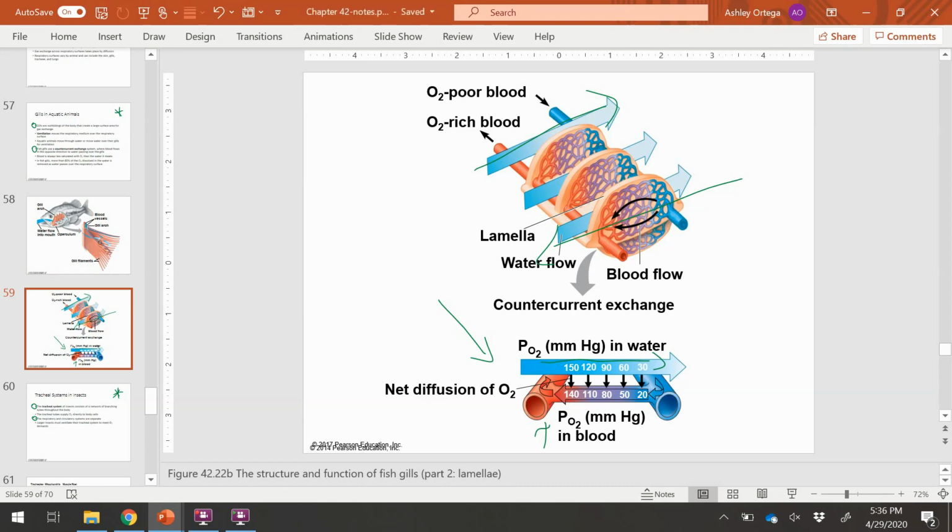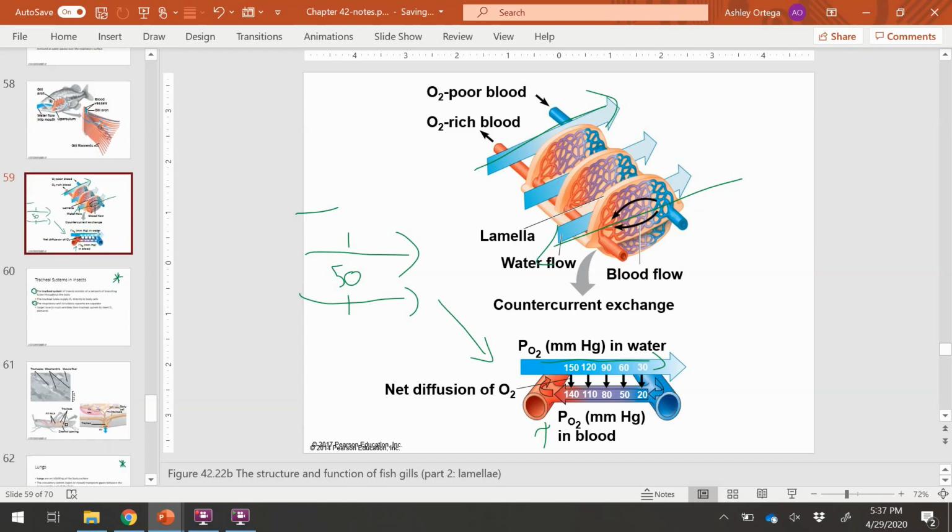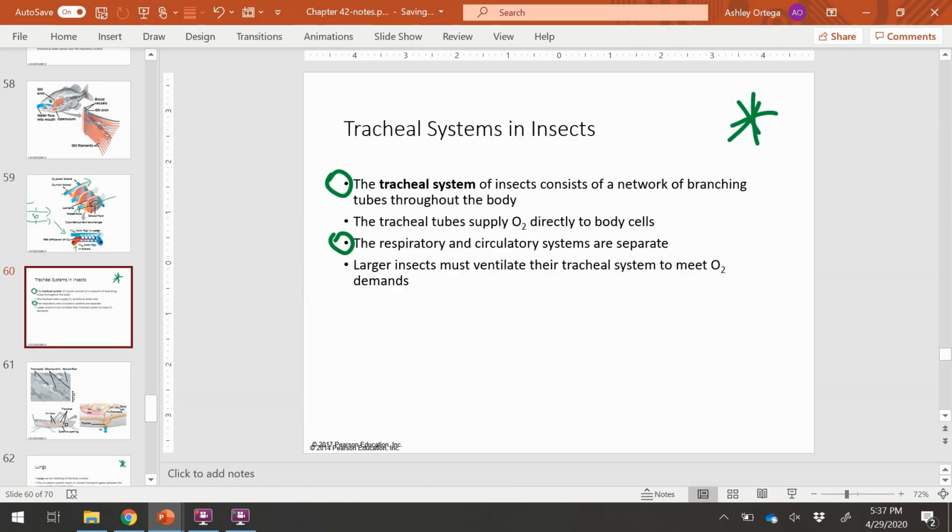If it were the other direction, if the water flow were to be that way and the blood flow to be this way, it would stop when both of them equal 50. And so then you only use half of the oxygen that's being flowed over those gills. So it's not efficient that way. That's countercurrent exchange. You want to understand what that means. Blood flow is opposite to water flow.